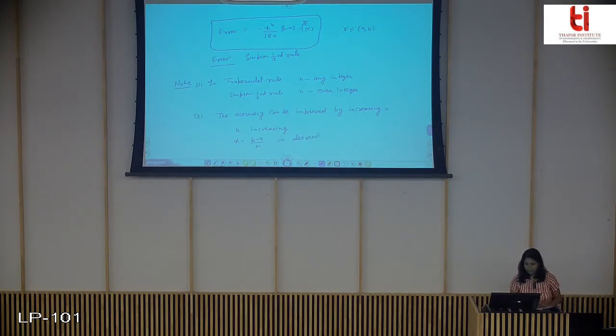H is decreasing, that means the factor we are having in error is decreasing. The factor h plays an important role in error. When h is small, the power of h is also small, so the error will be smaller. So with increasing n, h is going to decrease, so the error will also decrease. Error will decrease, that means the accuracy of the method will increase.